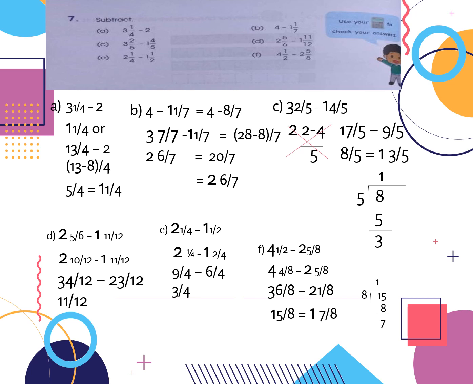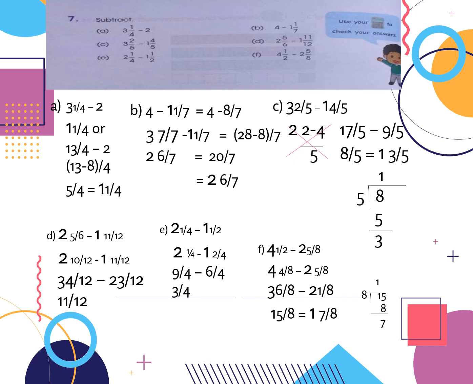In question 7, we have 6 parts and we have to perform the subtraction. So starting with part A, we have 3 whole number 1 over 4 minus 2. We can directly solve it by just subtracting 2 from 3 and our result is 1 whole number 1 over 4. The better way is to convert this mixed number into an improper fraction and then solve it.